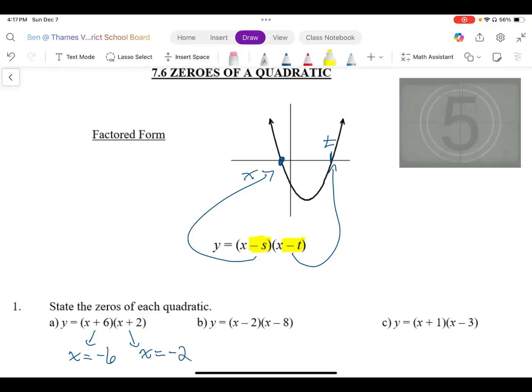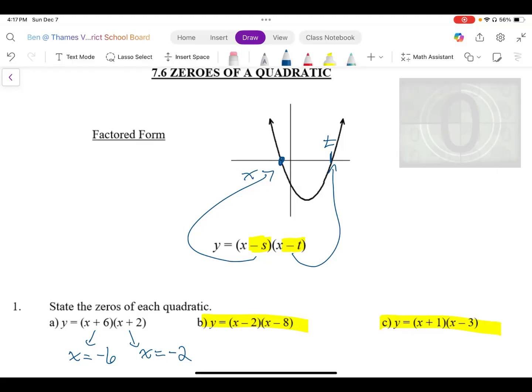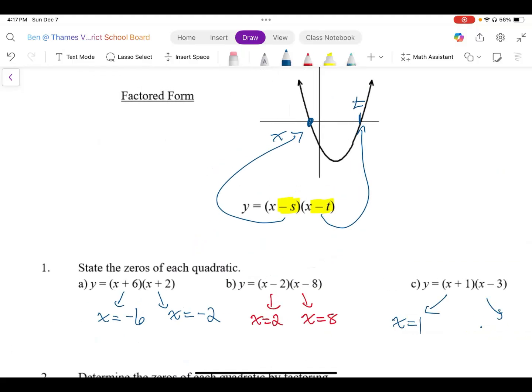Now, I'm hoping you're following along. I want you to pause the video, try out question B, try out question C, find and state the zeros, and then unpause and see how you did. Fantastic, where you can see we've changed the signs. We're working in question 1b with x equals 2 and x equals 8. In question 1c, x equals negative 1 here, and we're working with x equals positive 3.